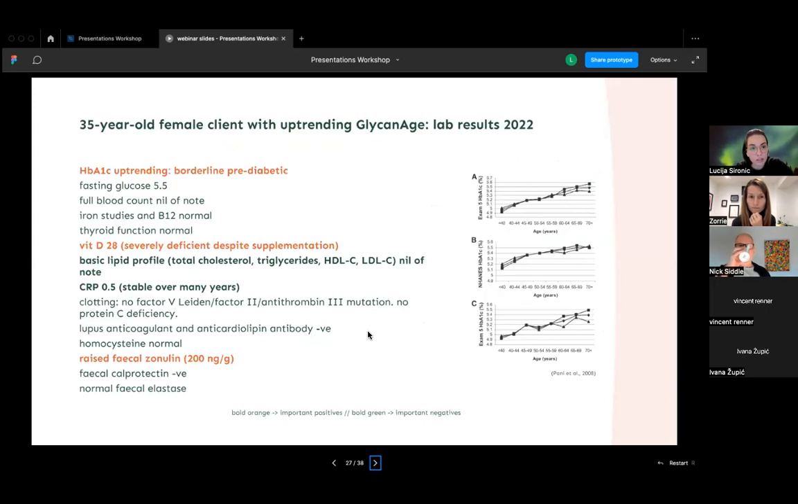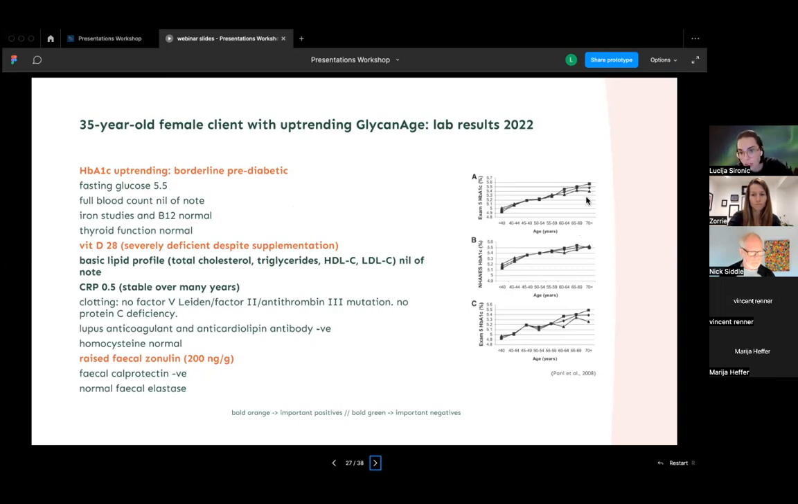Because she's a researcher and a scientist and she knows her things well, she was also quite proactive. So she got a bunch of tests done herself, trying to understand what was going on with her GlycanAge. These are the tests that are fairly recent. As we've seen, her HbA1c is currently 5.7, which is borderline pre-diabetic.